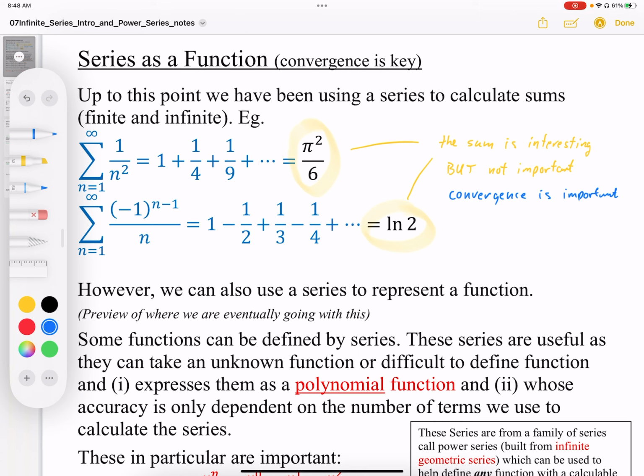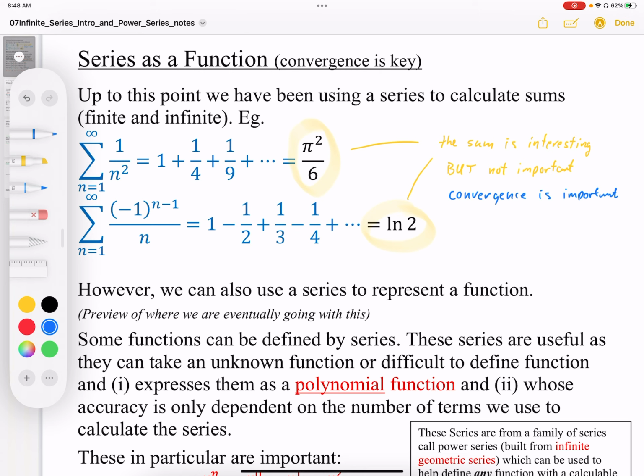So this 1 over n squared is called a Basel series, and it happens to have a known sum. We know it's converging, but it happens to have a known sum of pi squared over 6, and that's quite interesting. We have this alternating harmonic series, which is the harmonic series but alternates between positive and negative, and it has a known sum of log 2, or about 0.69.